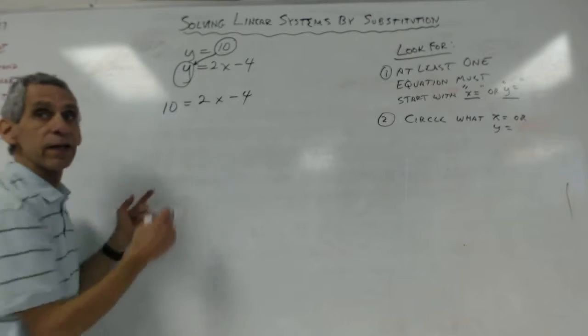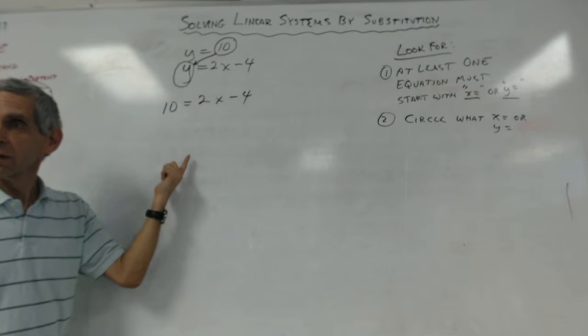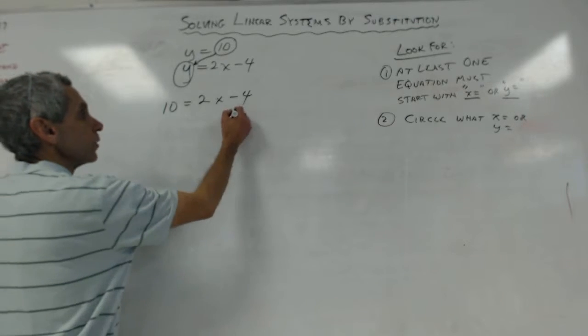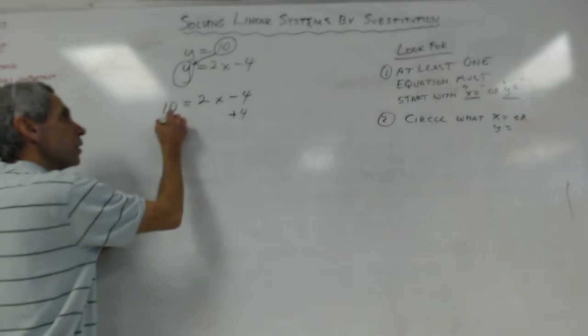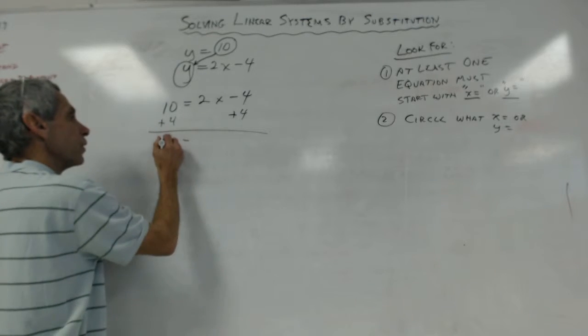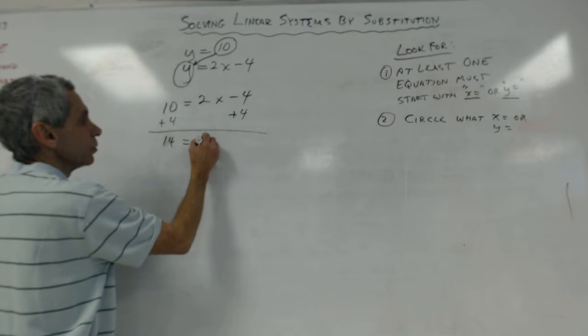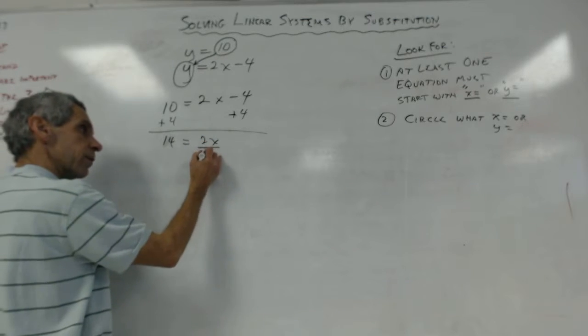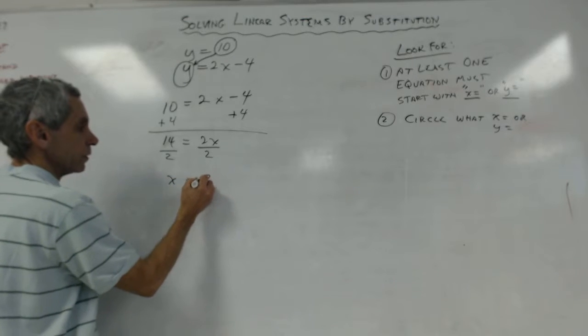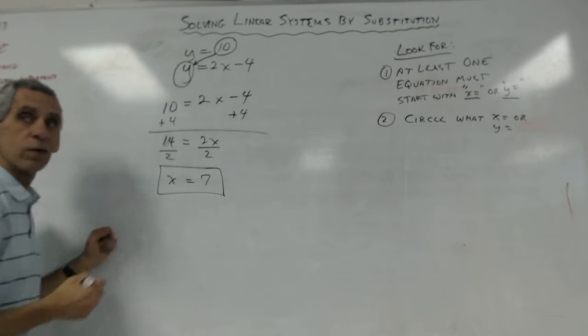So now can I solve for x? Easily, because I have 1 unknown, 1 equation. That's all I need. So I'm going to add 4. Oops, guys, not 6. Sorry. I have 14 equals 2x. And I'm going to divide by 2, and I get x is equal to 7. So I know x is 7.